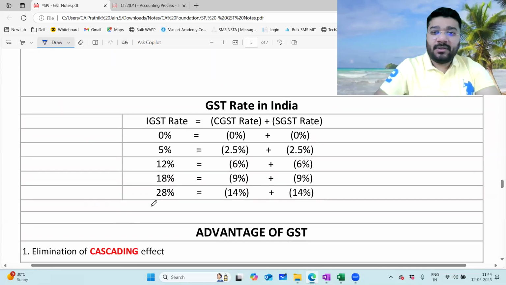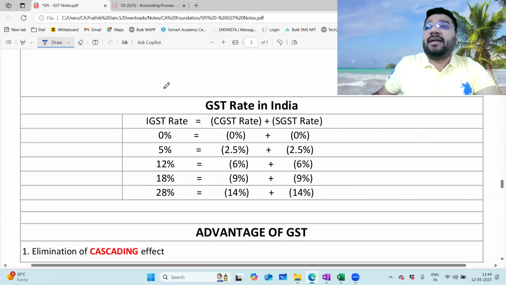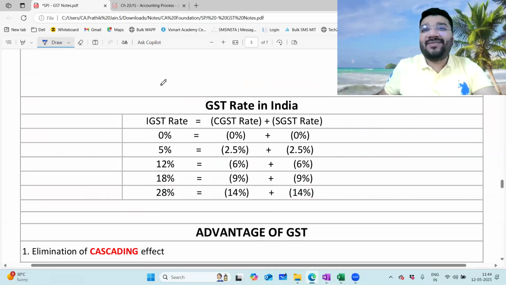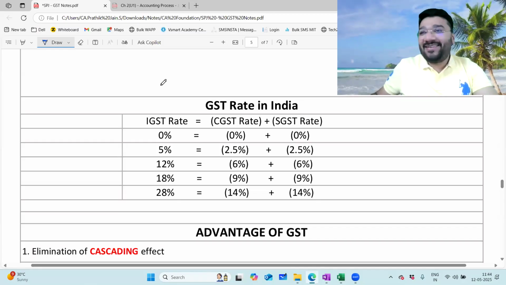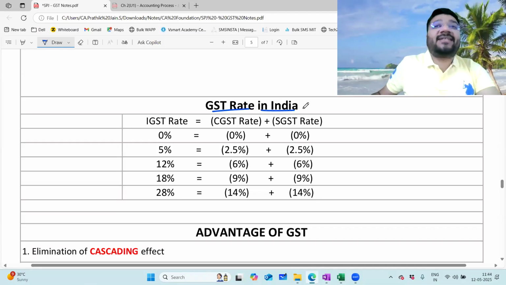Now, GST rates in India. After this, I'll give you a break. GST rates in India. Oh, people are laughing. Oh, but now sir will give a break. When explaining a concept, break means, oh, finally sir is giving a break. Wonderful. GST rates in India.